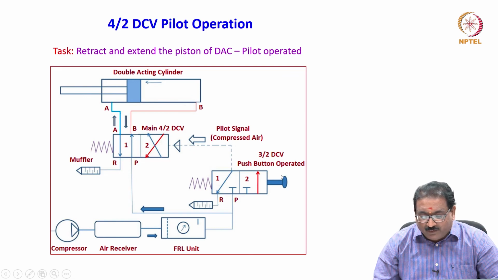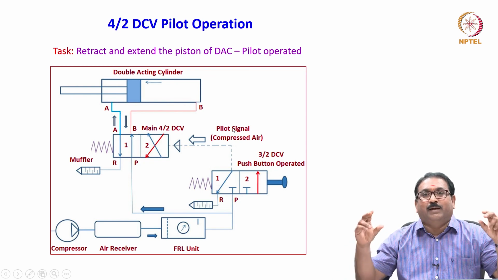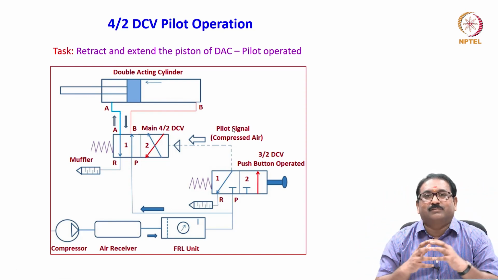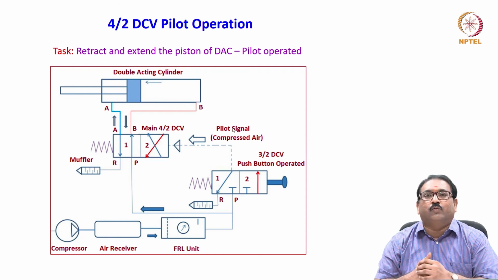When you push this button, what happens, friends? The 2 is actuated. When 2 is actuated, the pilot signal will come. Then the flow goes to the tail side and the head side flow goes to the tank. But you will see here, friends, why I have shown this: it is a pilot operated 4/2 way valve. This 4/2 way valve is operated using the pilot, meaning a pilot spool is there. Moving this pilot controls the 4/2 DCV.